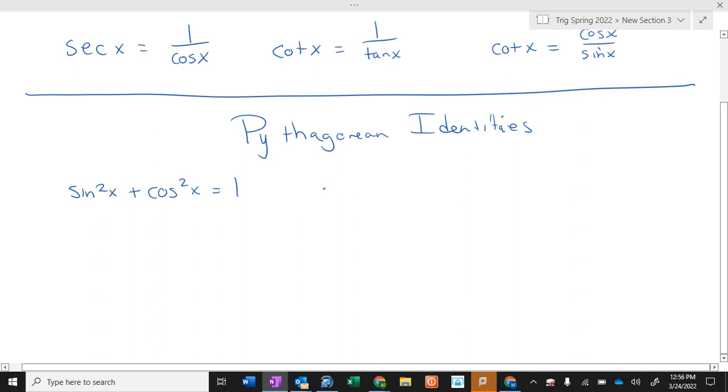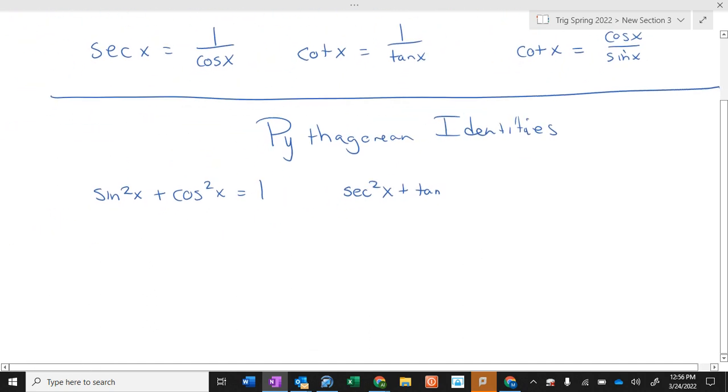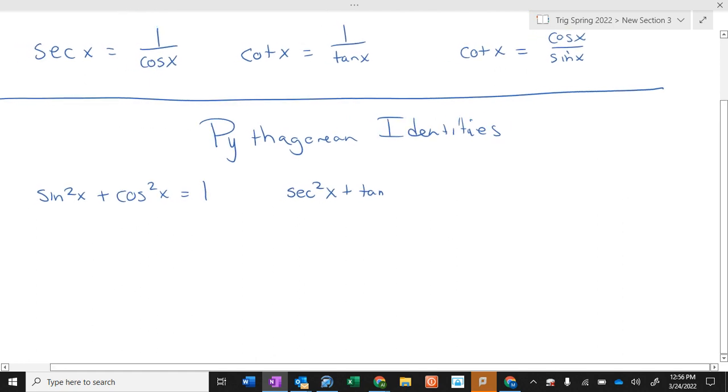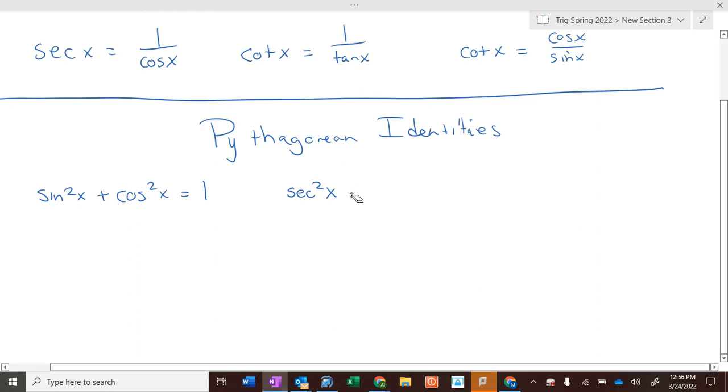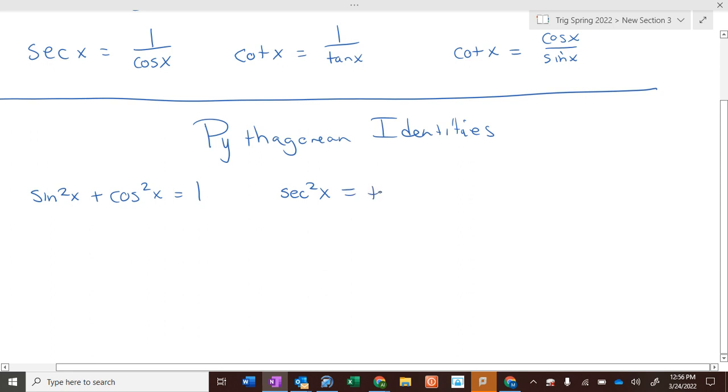The second of them is secant squared of x equals tangent squared of x plus 1. And cosecant squared of x equals cotangent squared of x plus 1.